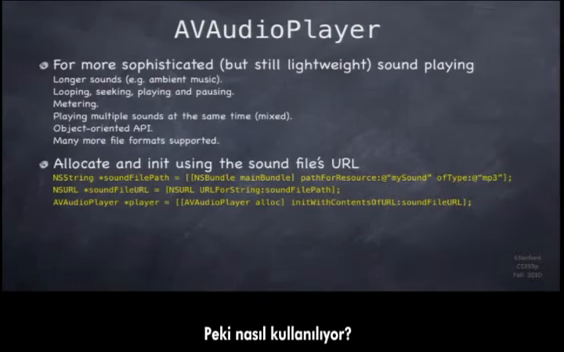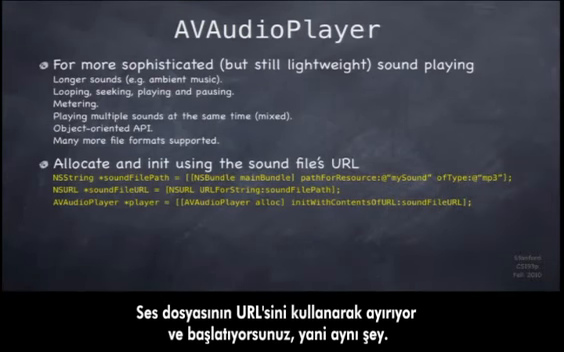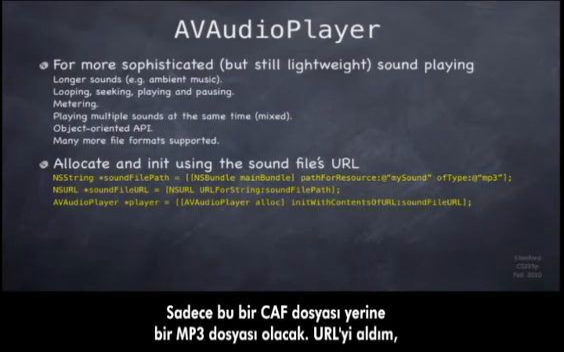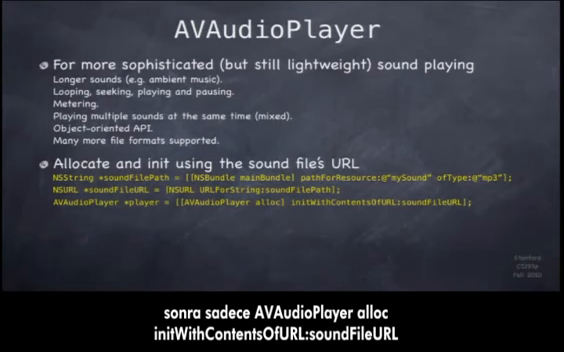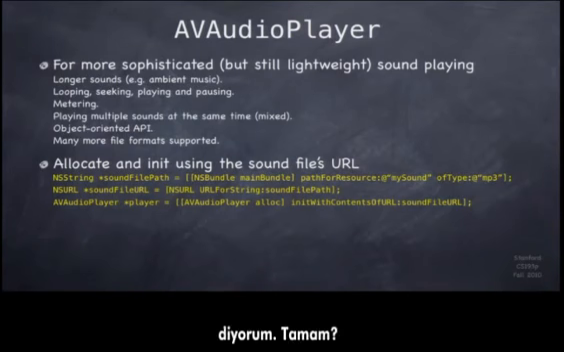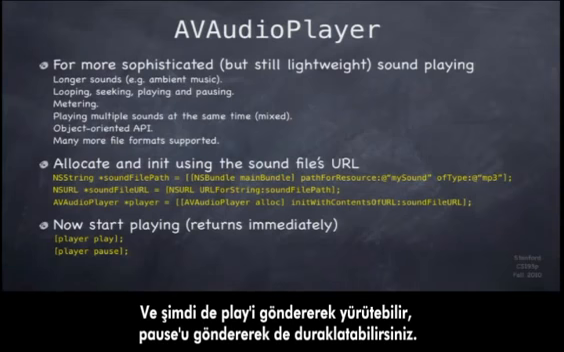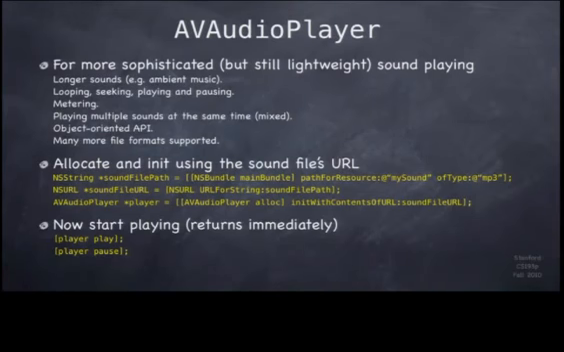So how do we use it? Okay, you allocate and init it using the URL of the sound file. Same thing, I'm using the exact same path for resource here. This one happens to be an MP3 though, instead of a CAF file. I get the URL and I just say AVAudioPlayer alloc init with contents of URL, this sound file URL. Okay, exactly what you would expect. And now you just play by sending play to it. All right, and you can pause by sending pause to it.